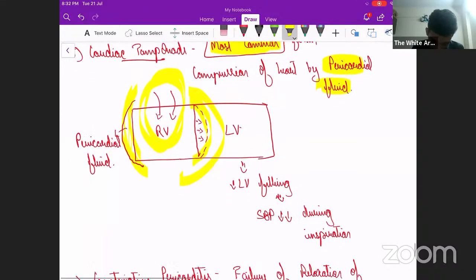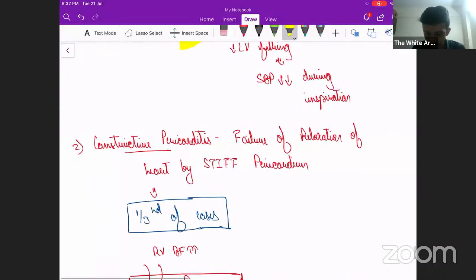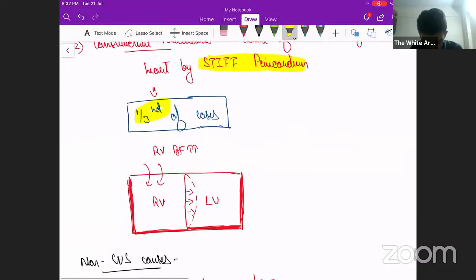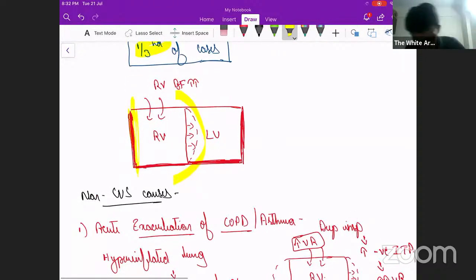Good. Next, one more cause is constrictive pericarditis. This happens in almost 1/3 of the cases. Over here, there is failure of relaxation of the heart because of the stiff pericardium. So in severe cases, in almost 1/3 of the cases, what happens again during inspiration? Right ventricular blood flow will be more, but the free wall will not expand. What happens again? There will be bowing of the interventricular septum. The same reason.